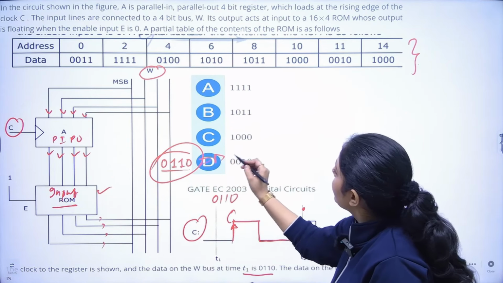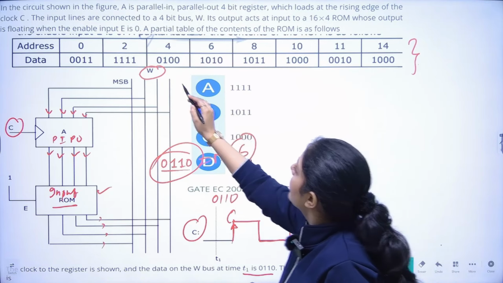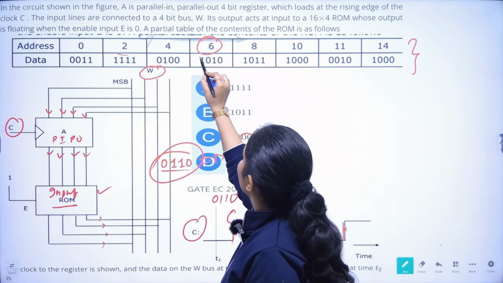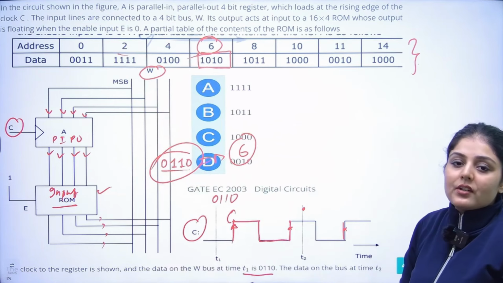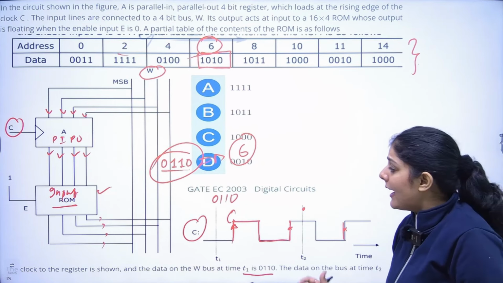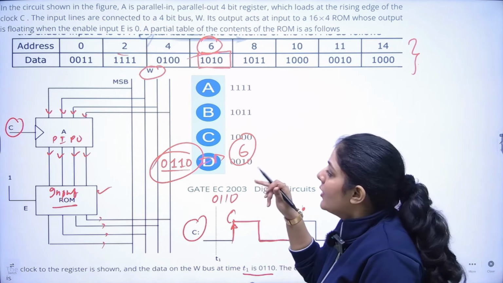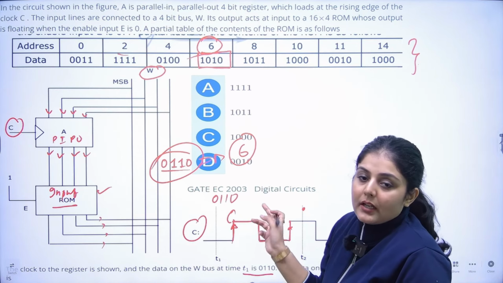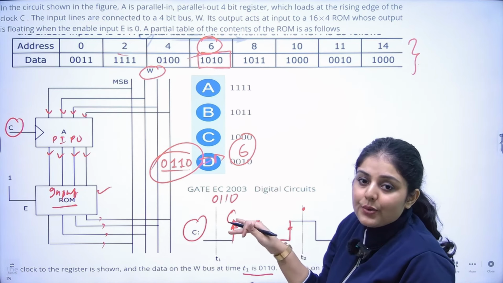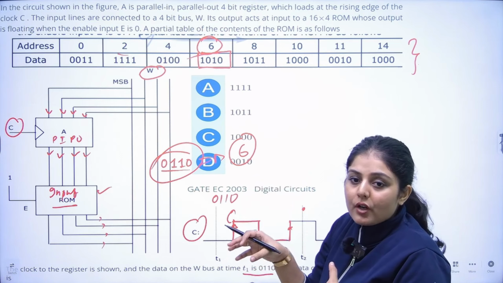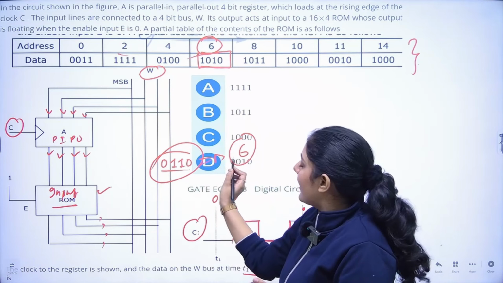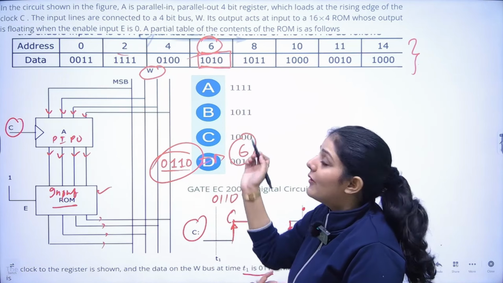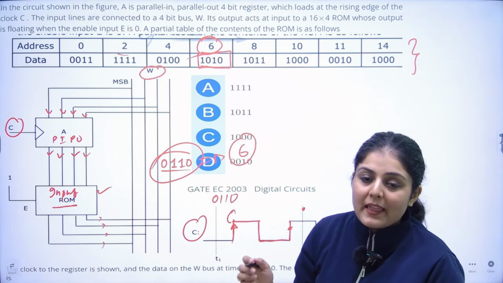So data will be, this value is equal to nothing but 6. Now this 6 will address 6 and the data inside that address will be 1010, right? At T1 this is happening. So this is the data inside the bus. Now it will act like an address to ROM and the output of the ROM will become 1010, because at address value 6 we have the data 1010, right?